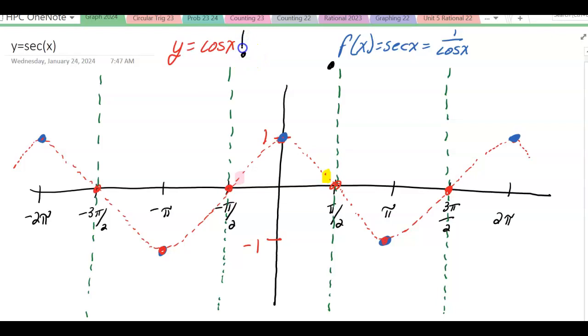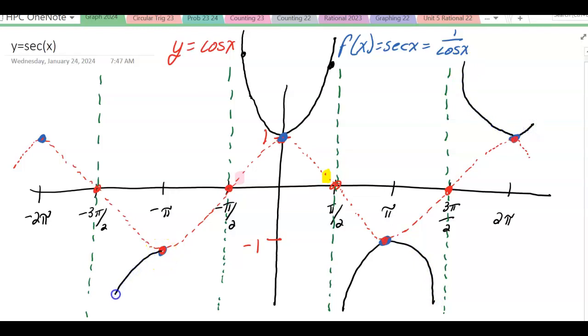So in between the asymptotes, you're going to have U shapes. So this black graph is the secant graph. And if I were asked to draw a secant graph, I always think of a sine graph, and the next video will explain that.